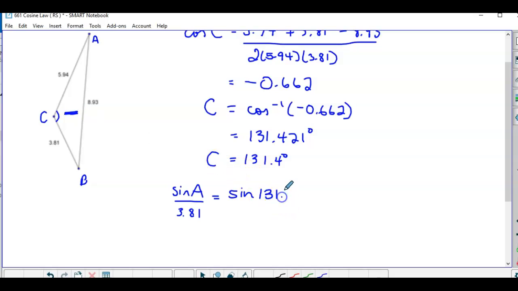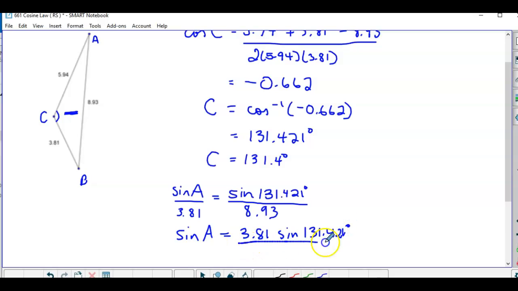So 131.421, I'm going to put the 3 decimal places. And that's going to be over top of 8.93. So remember, if we're solving for sine A, we're going to have to multiply through by 3.81 and divide by 8.93.